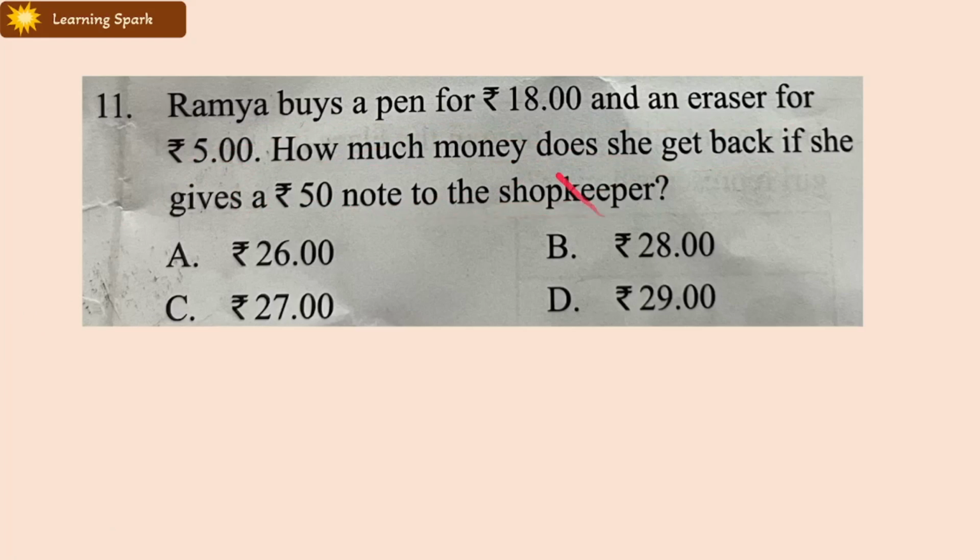Pretty easy. So she has bought 2 items, right? Pen and eraser, and 18 plus 5, these 2 are the numbers. Okay, so 23 is the total cost of the goods that she has bought, right? So how much will she get back if she gives a 50 rupee note? 50 minus 23, so 27. So straight away we can see this is the answer.